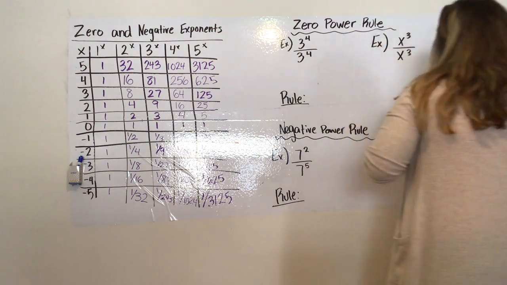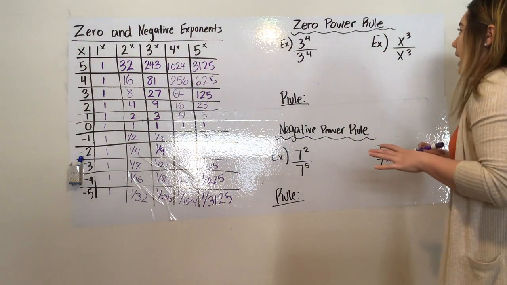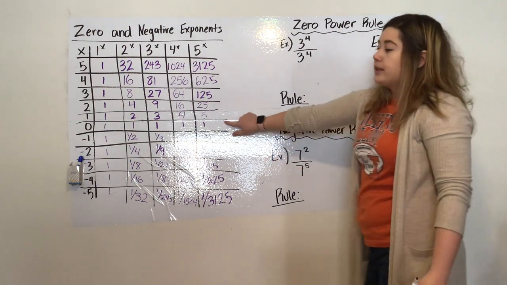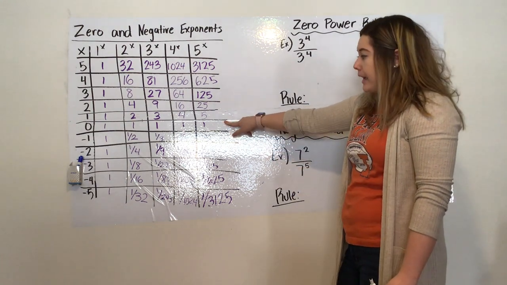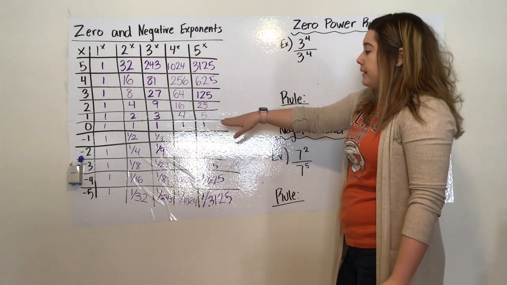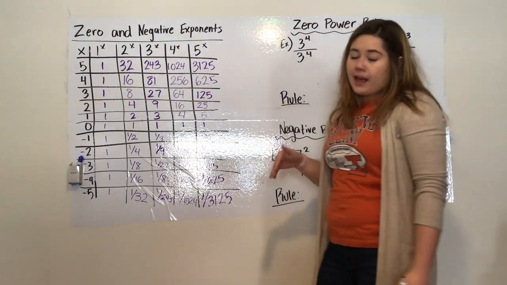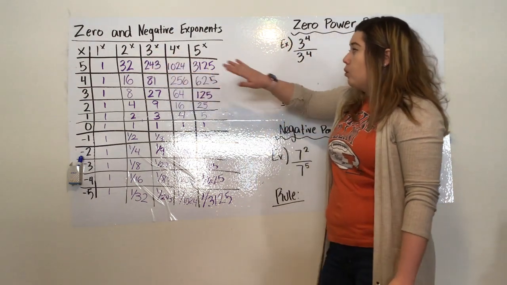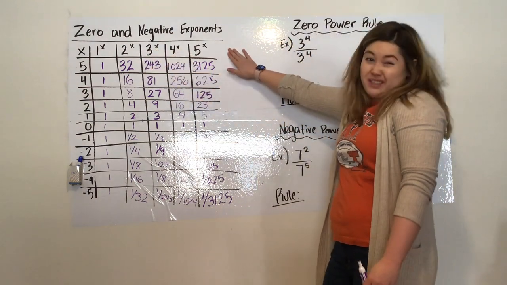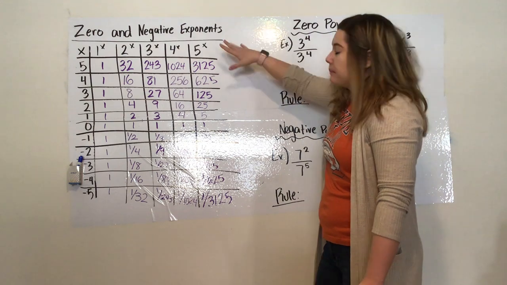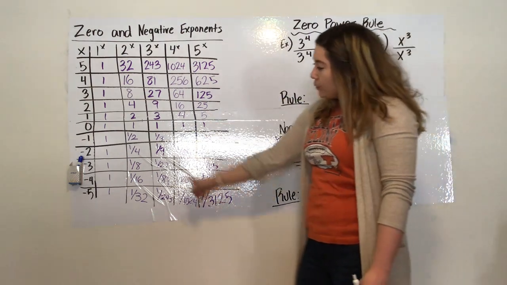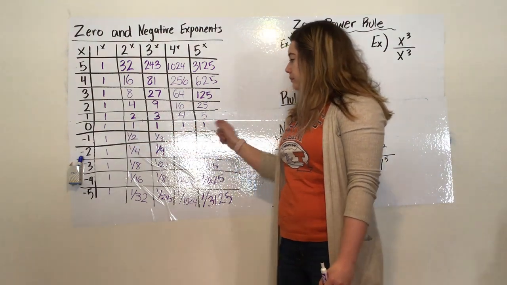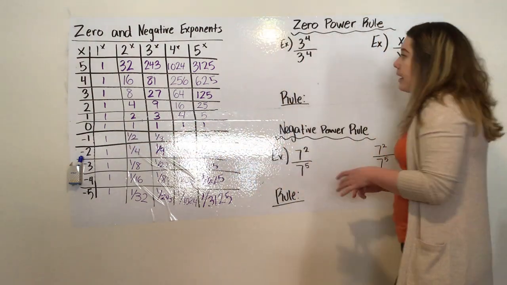Okay. So now we're getting into exactly why the zero power rule, again, is always going to be equal to 1. Okay? So we saw from the table that we continue that pattern of either doubling, tripling, quadrupling, or quintupling. I think I just made that up. That sounds right. Okay, we continued that pattern, and that's the reason why we got 1 each time.